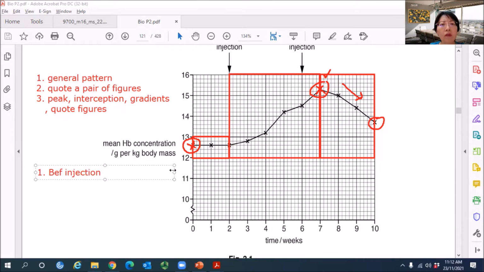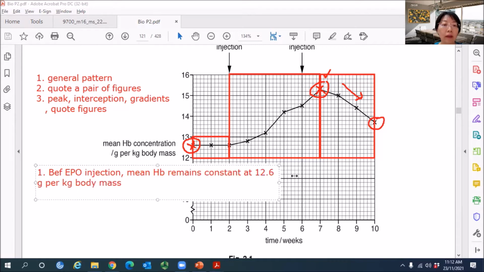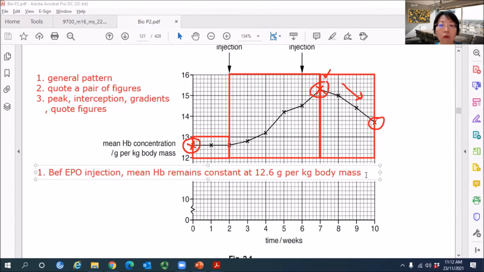Before EPO, is it EPO? Is it called EPO? Let me see. Injection, I think it's EPO. Before EPO injection, the mean hemoglobin remains constant, isn't it? At what value? What is the value there? 12.6 gram per kg body mass. Yes, you have to write everything to score, including the unit there, okay? So that is before EPO.